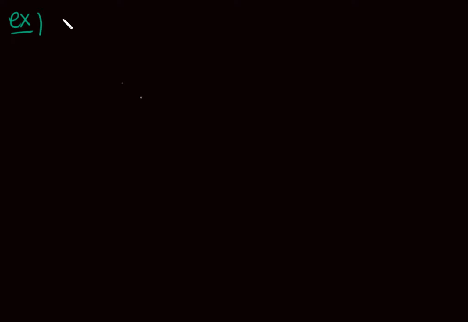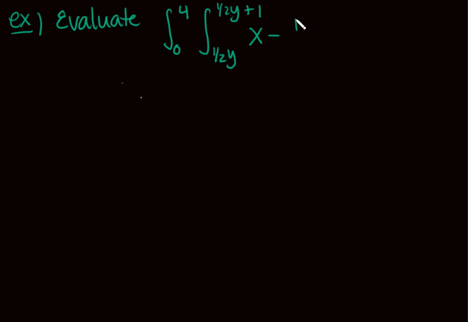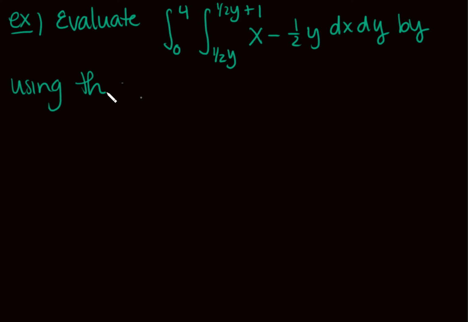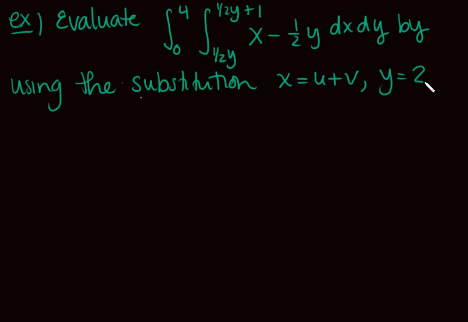So my first example, I want to evaluate this double integral. We're going from 0 to 4, and then we're going from 1/2 y up to 1/2 y plus 1 of x minus 1/2 y dx dy. I want to evaluate this by using the following substitution. I'm going to let x equal u plus v and y equal 2v.